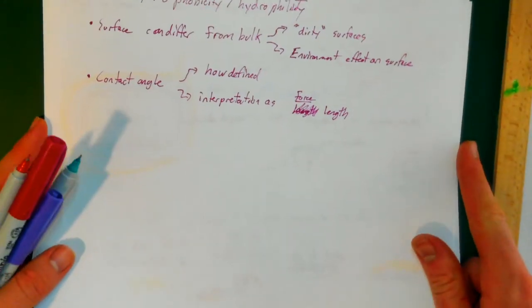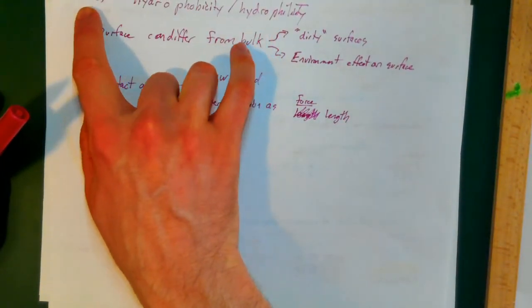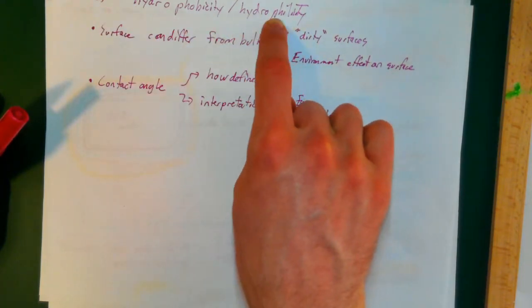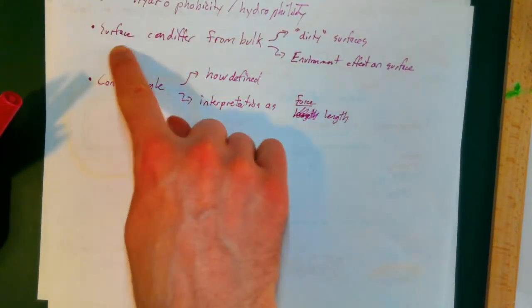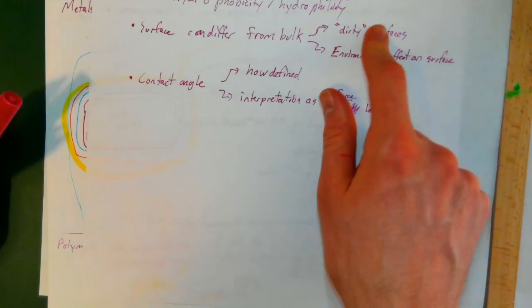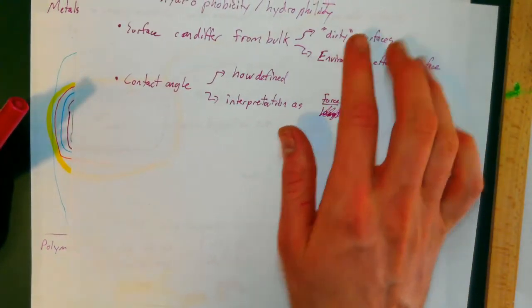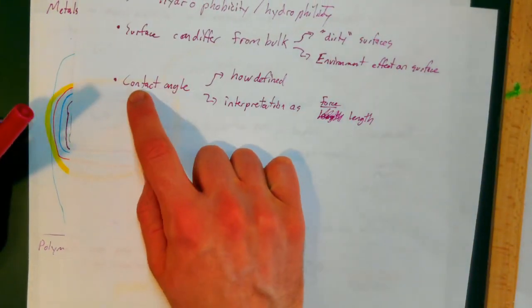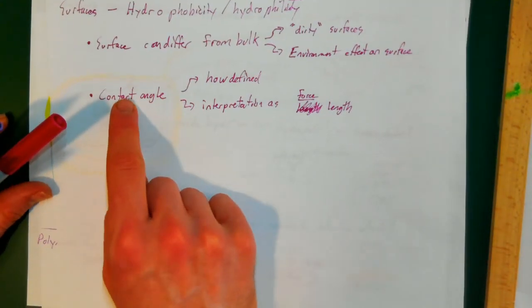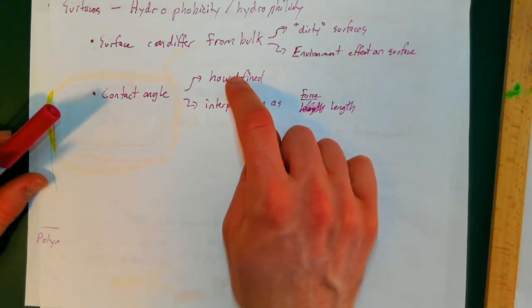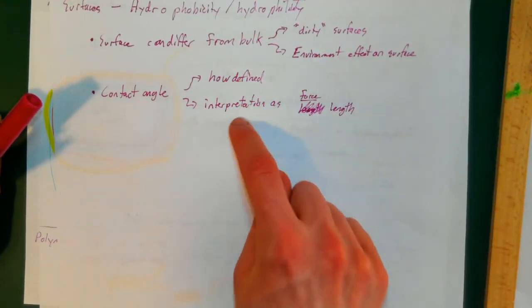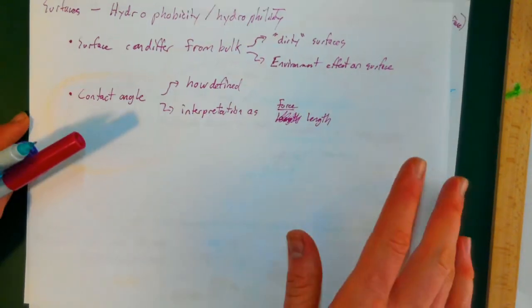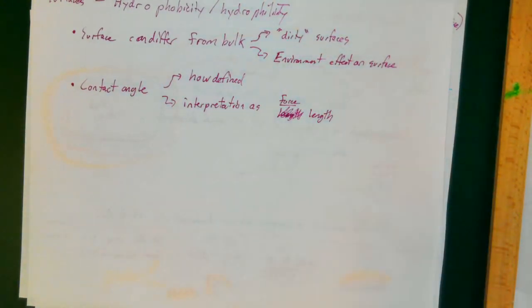So thanks again for watching. Hopefully you've learned a little bit about surface hydrophobicity and hydrophilicity, and how surface properties can differ from bulk depending on how they've been affected by their environment, and also learned about how we start to quantify these things in terms of what the contact angle is, what surface tension is, and in particular how surface tension has an interpretation of force per unit length. Thanks for watching, and good luck with your study of biomaterials.